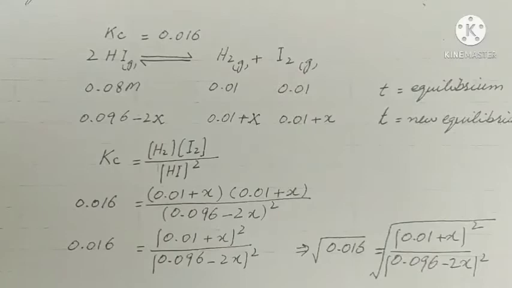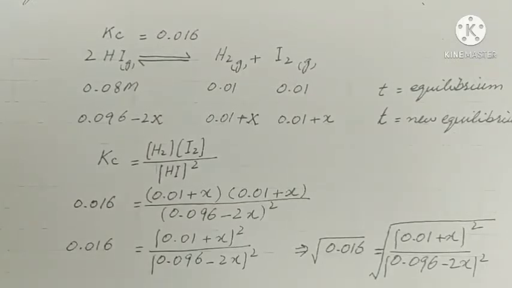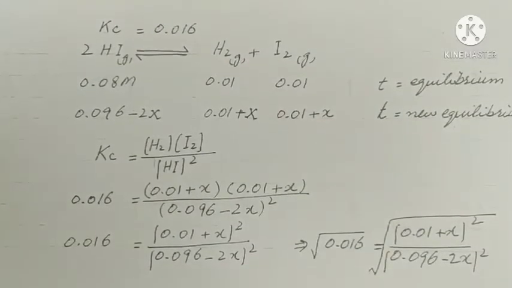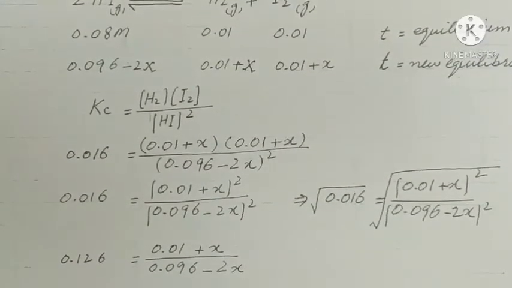We know that for writing Kc, the products are written above while the reactants are written below. So Kc is equal to [H2][I2] over [HI] squared. 2 is the coefficient, which is the exponent of hydrogen iodide in the Kc expression. The value of Kc is 0.016, so 0.016 equals (0.01 plus x)(0.01 plus x) divided by (0.096 minus 2x) whole square. Now solve this.